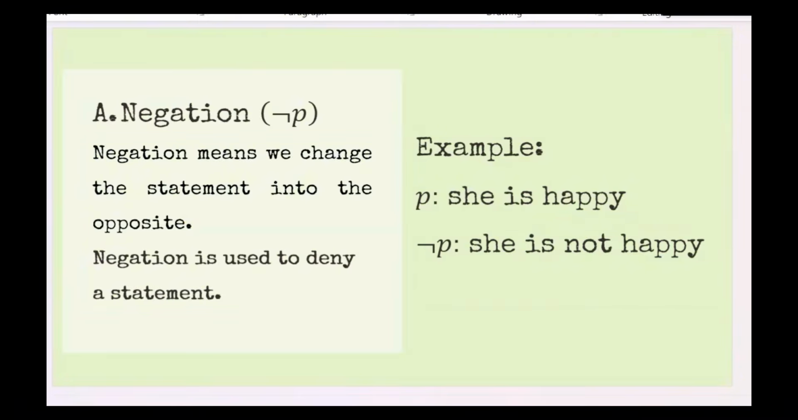Okay, the first operation is negation. Negation means we change the statement into the opposite. Negation is used to deny a statement. For example, she is happy. The negation: she is not happy. Next.